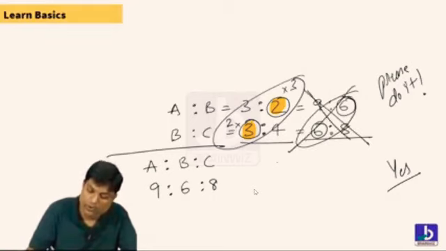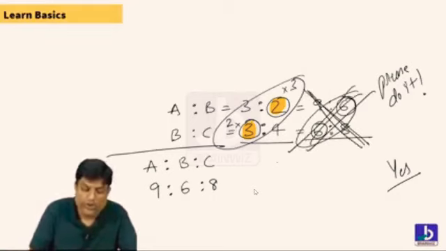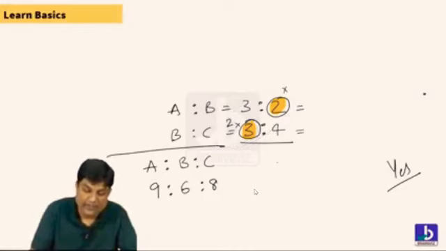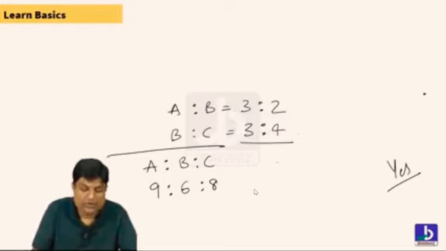No, no, no need to do all this stuff. Whenever you want to find out the combined ratio, just listen, everybody. Whenever you have to find the combined ratio, you have to just multiply like this. Listen, everybody. Now, in this ratio, who is the first fellow?